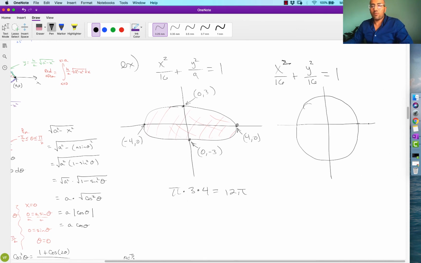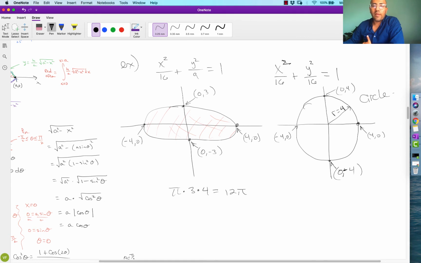Both the x and the y would be associated with the same thing. This would go out to (4, 0). This would go over to (-4, 0). This would go up to (0, 4). This would go down to (0, -4). Right? It would be a nice perfect circle, which would mean that this is a circle with radius r equal to 4. Right? So this becomes a circle.